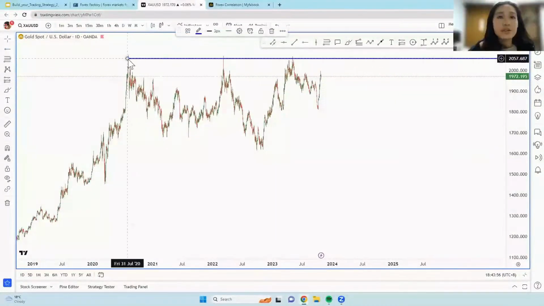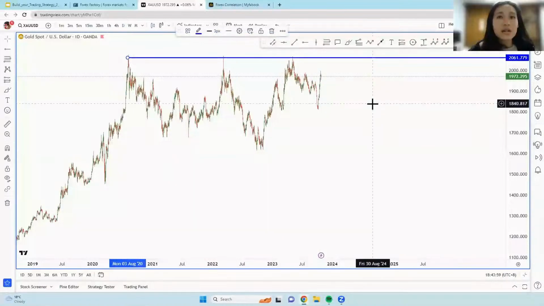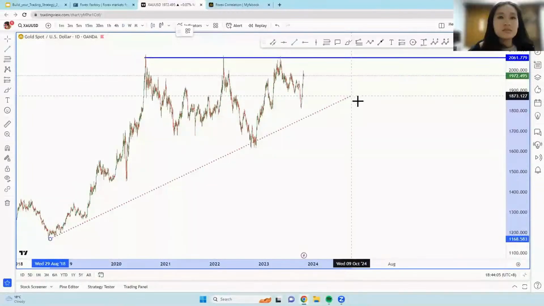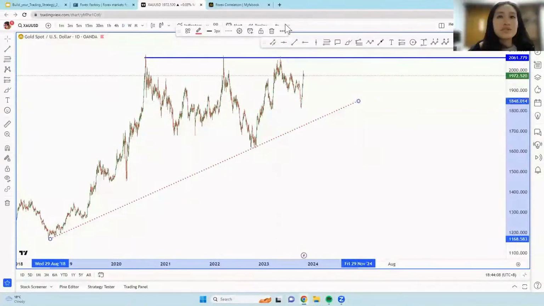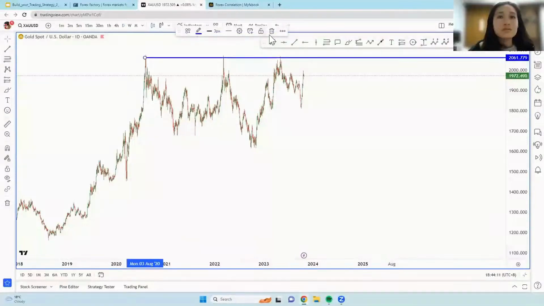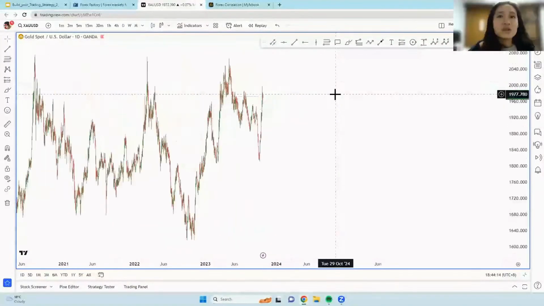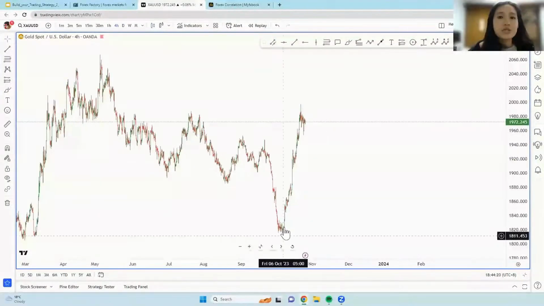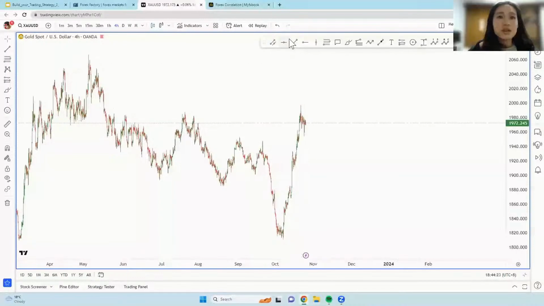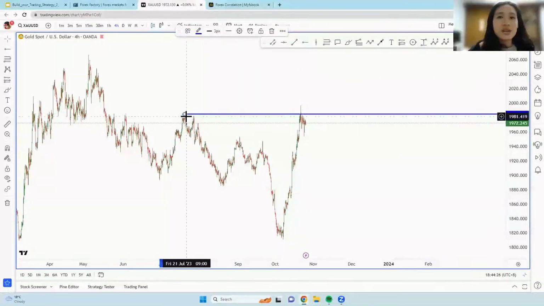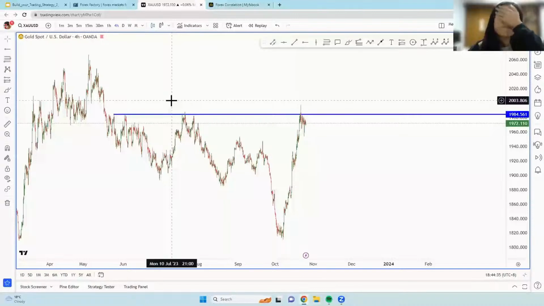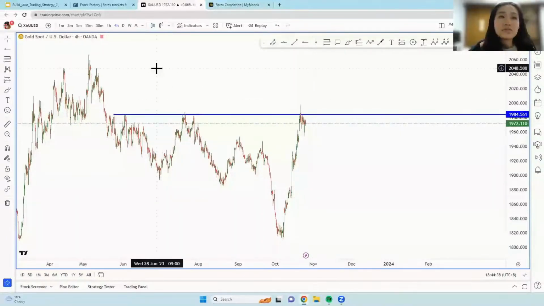Okay, on our daily time frame, we have this multiple swing high here. Okay, we also have this ascending trend line. And you can see prices are pretty bullish over here on our daily time frame. Now on our 4-hour time frame, you can also see prices are really bullish. Okay, but there is a resistance level here that price is currently testing.